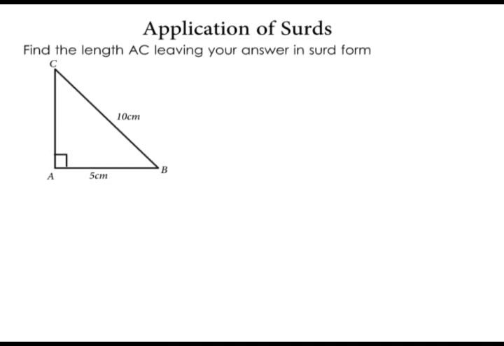This is a right angled triangle, and according to Pythagoras' theorem, BC squared is equal to AB squared plus AC squared. Therefore, AC squared is equal to BC squared minus AB squared. That is 10 squared minus 5 squared, which will give us 75. AC is therefore root 75. That will give us root 25 times 3. Root 25 is 5. Root 3 is a surd, so we leave it as 5 root 3 centimeters.